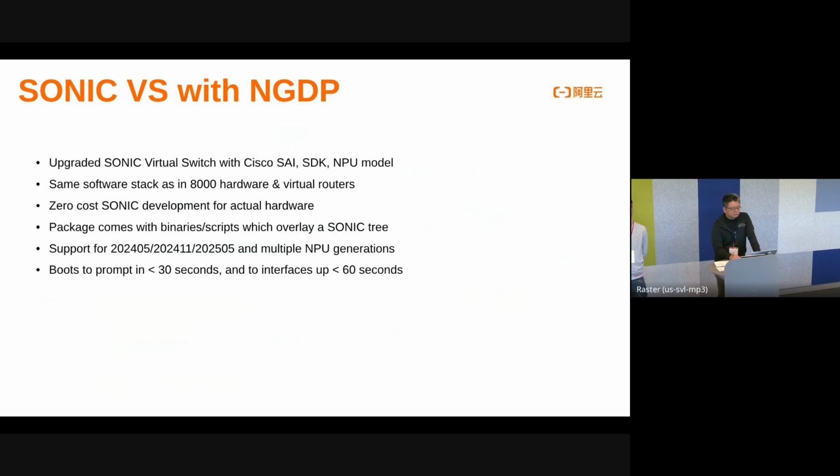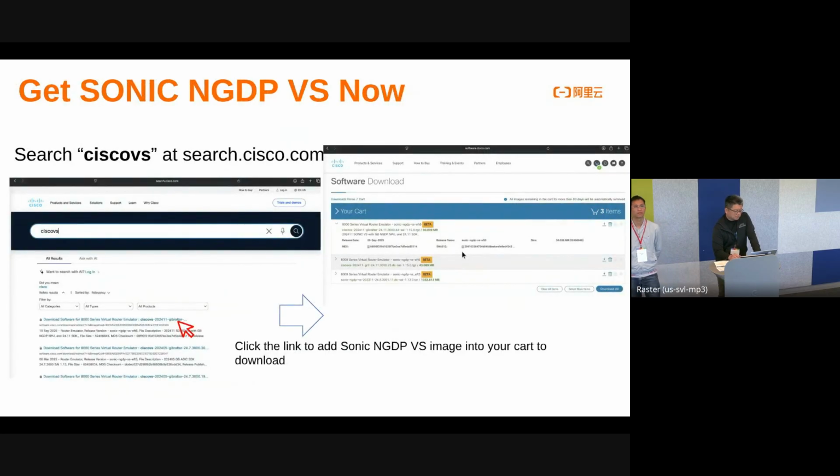The package itself includes all the binaries and scripts and all the patches to the SONiC tree. We already support several versions of SONiC and multi-generation NPUs, and it's really fast to boot: 30 seconds, and 36 seconds to the interface up. The last one, how do you get it? You can go to search.cisco.com and search Cisco VS to get the link, and just start downloading and start using it.